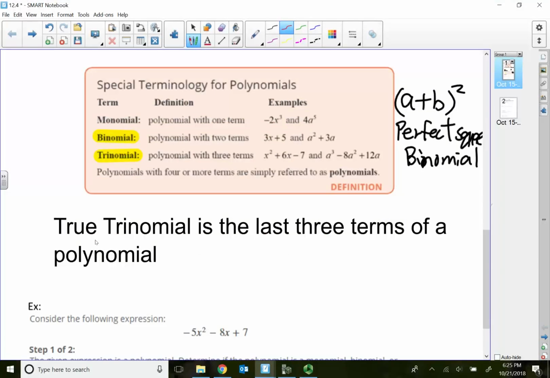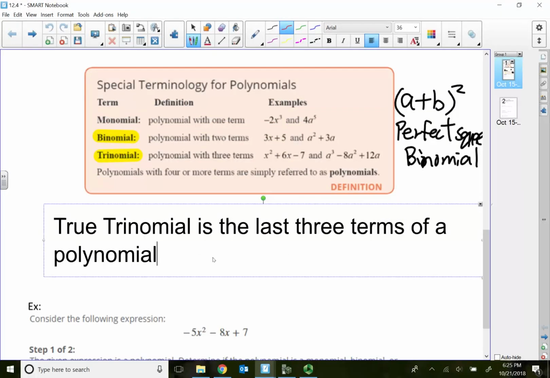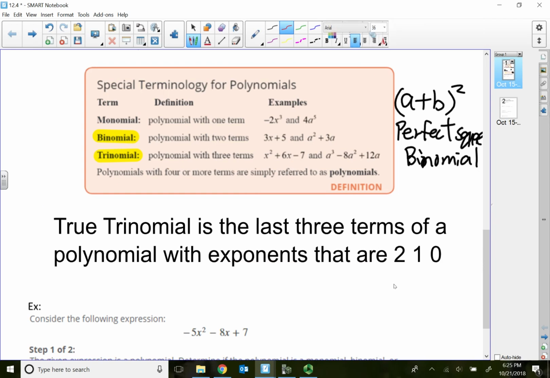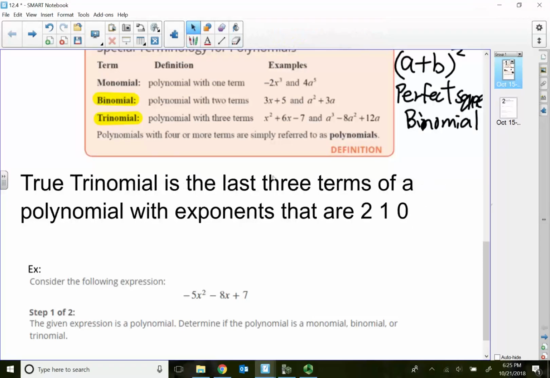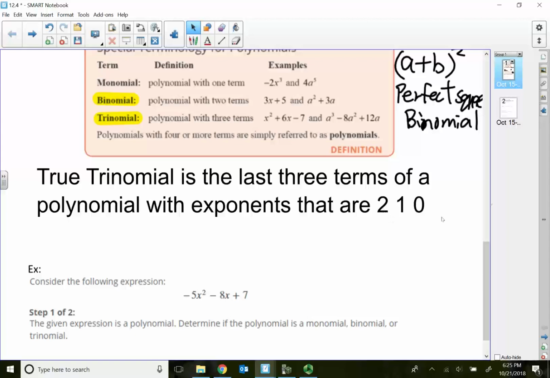So not just three terms. What's so special about them is their exponents. A true trinomial is the last three terms of a polynomial with exponents that are 2, 1, 0. As a matter of fact, if the exponents are multiples of 2, 1, 0, that's also considered a trinomial.